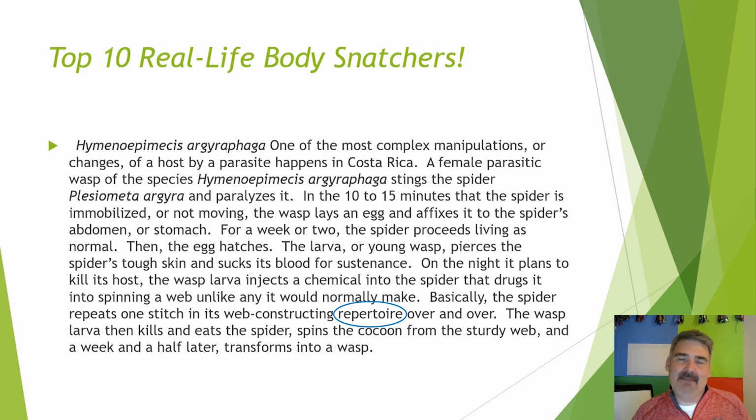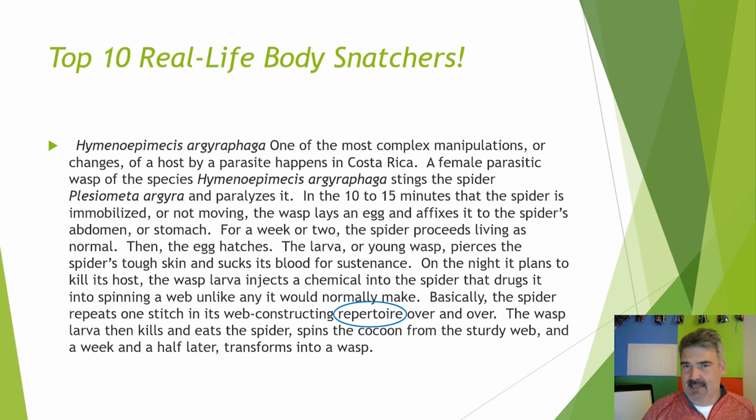On the night it plans to kill its host, the wasp larva injects a chemical into the spider that drugs it into spinning a web unlike any it would normally make. Basically, the spider repeats one stitch in its web constructing repertoire over and over. So let's look at a challenging word in this section before we discuss what it means.